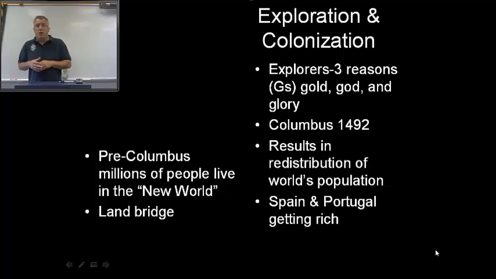The 3 Gs that motivate exploration and explorers are gold, God, and glory. Gold, God, glory. So keep those in mind. Very different from colonists, who plan on staying. They're going to bring their families. They're going to be here forever.